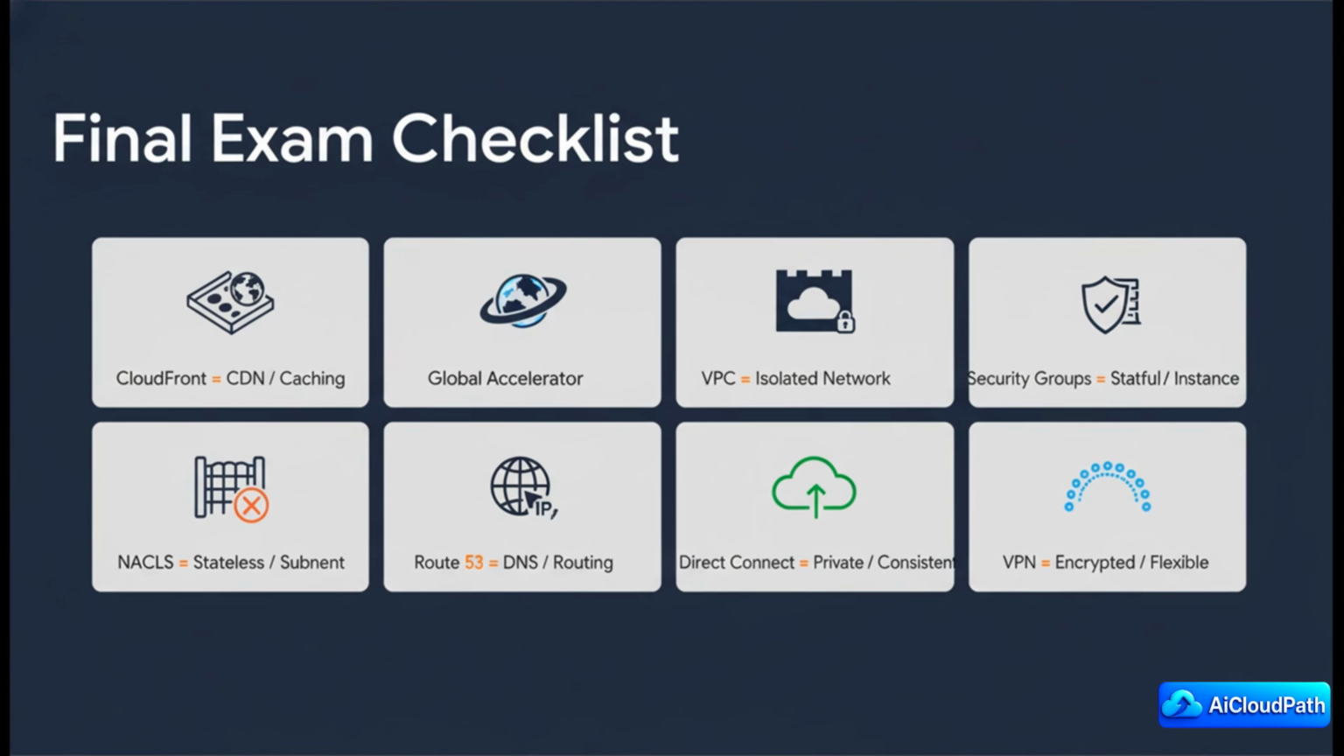Phew, okay, deep breath. Let's do a final lightning round. This is your cheat sheet. CloudFront, caching. Global Accelerator, route performance. VPC, your isolated fortress. Security groups, stateful, instance-level bodyguards. NACLs, stateless, subnet-level gateguards. Route 53, smart DNS. Direct Connect, private highway. And VPN, the armored truck.